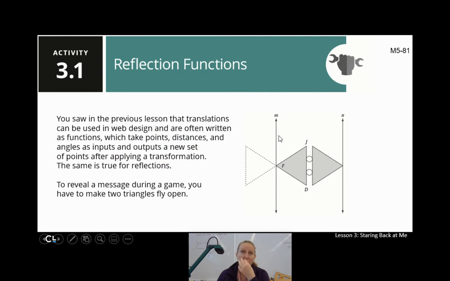So this is the idea. If we're doing reflections, I can literally fold it and it would be right on top of itself. We're just flipping it over.